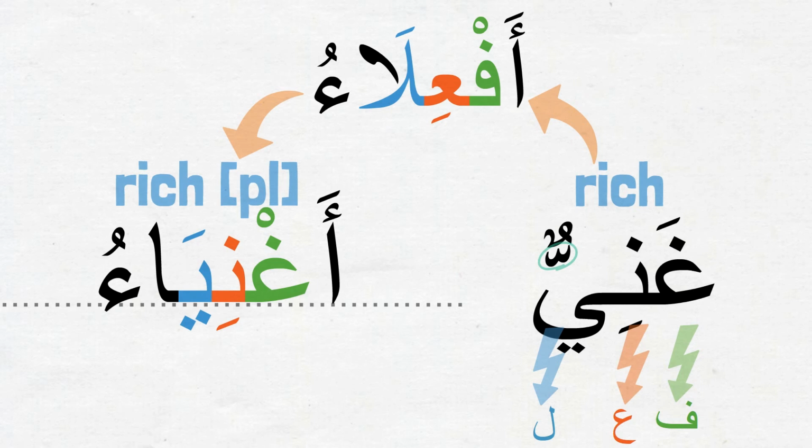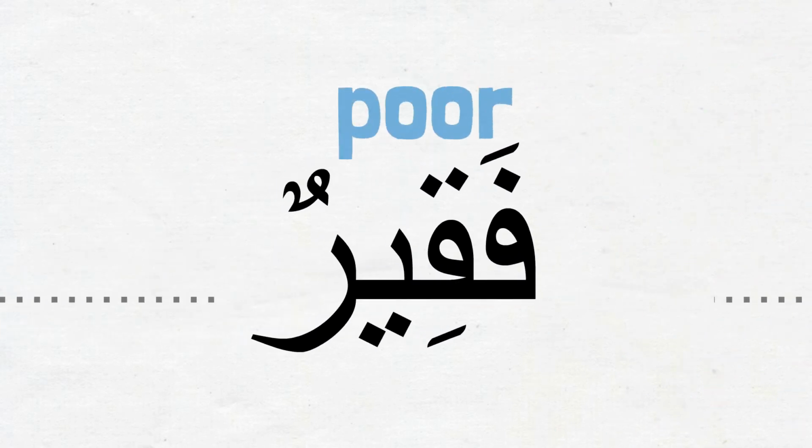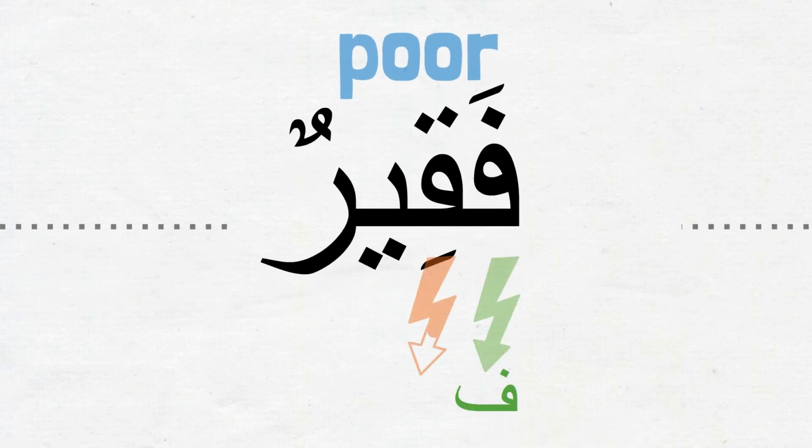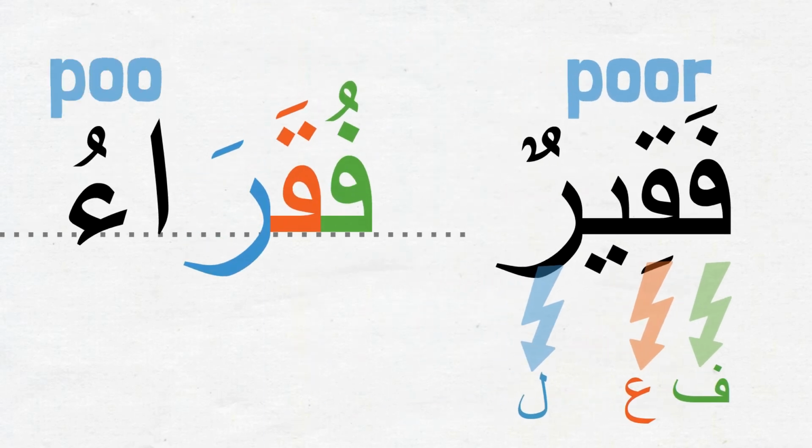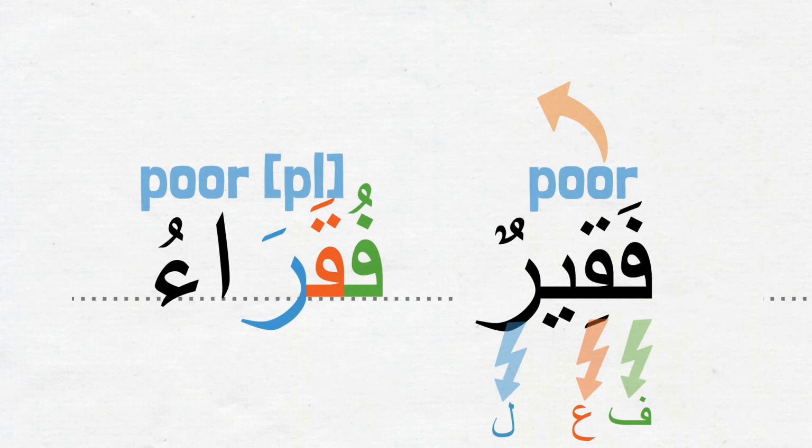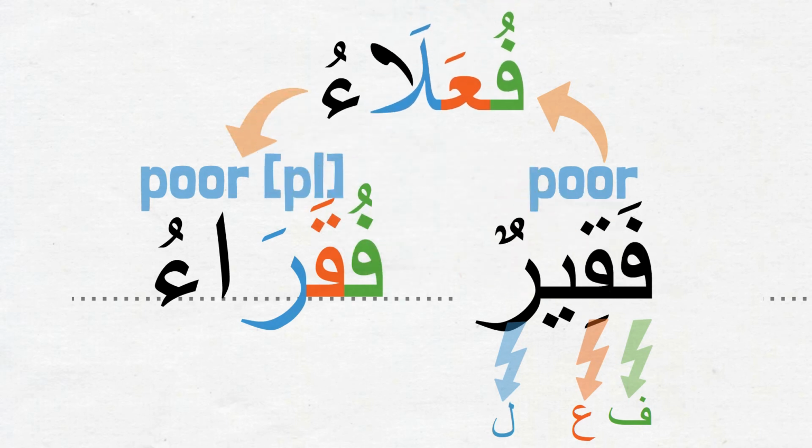Very good. And the final ism is faqirun, poor. The radicals are fa, qaf, and ra. Do you remember the plural form of this word? It is fuqara'u, right? It follows the pattern fu'ala'u.